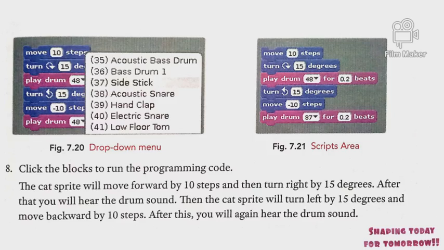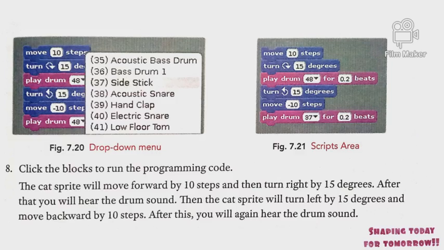Now see figure 7.21. So students, this is how the script area will look. Now let's see point number 8. Click the blocks to run the programming code. The cat sprite will move forward by 10 steps and then turn right by 15 degrees. After that you will hear the drum sound. Then the cat sprite will turn by 15 degrees and move backward by 10 steps. After this you will again hear the drum sound.